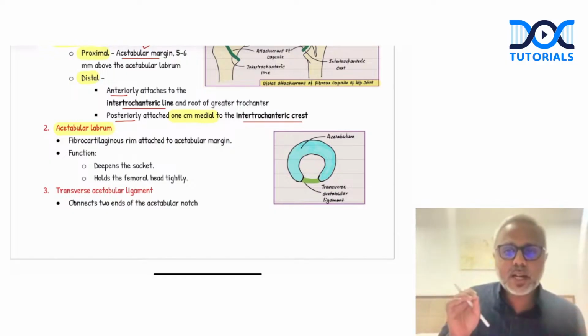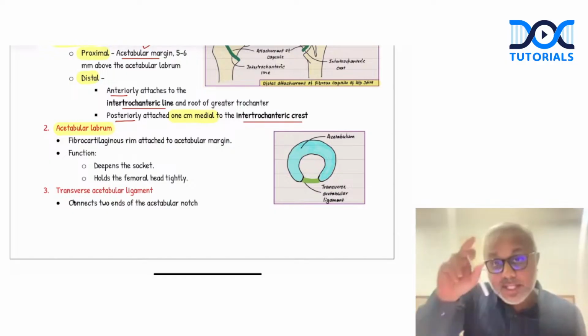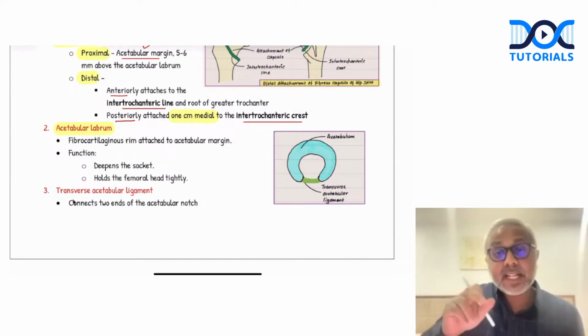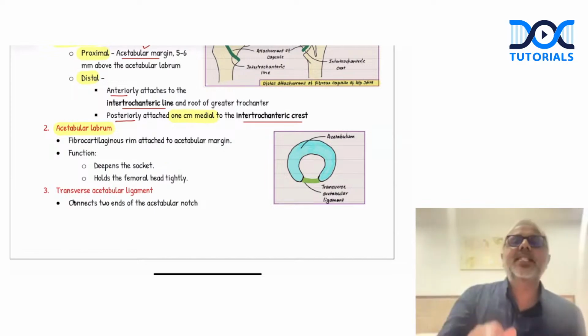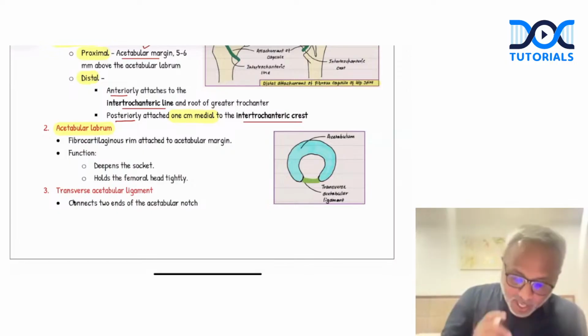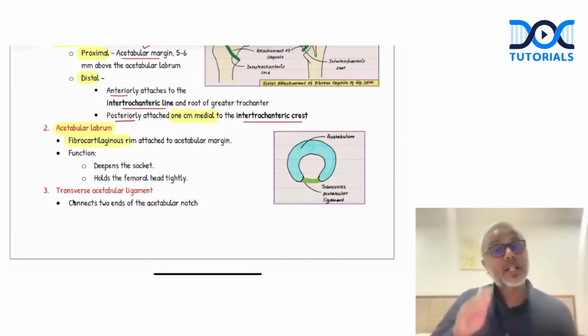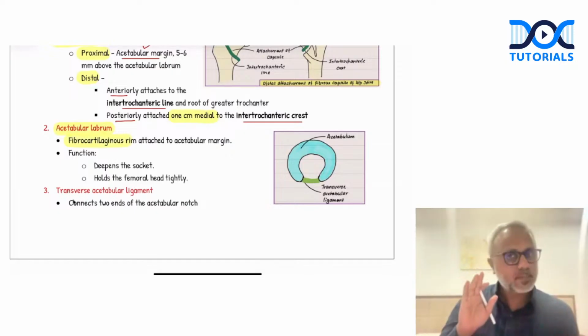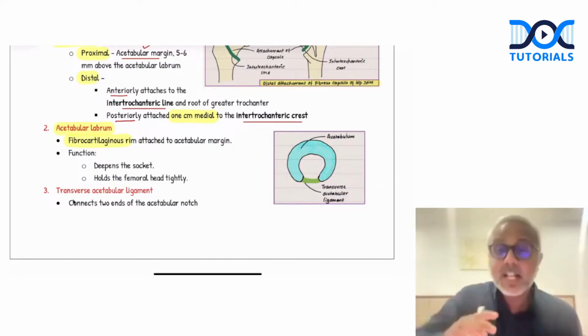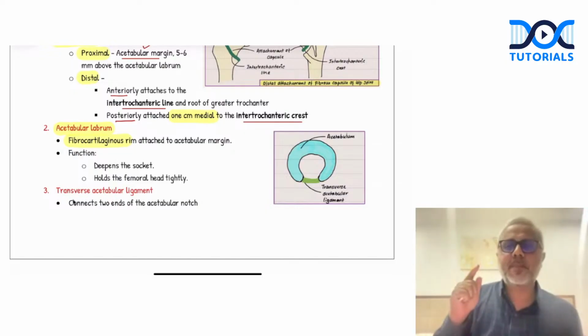Why we should describe it? The acetabulum is made deep by this acetabular labrum. So acetabular labrum is a fibrocartilaginous disc. This is a must, right? So this is a fibrocartilaginous ring that deepens the socket.